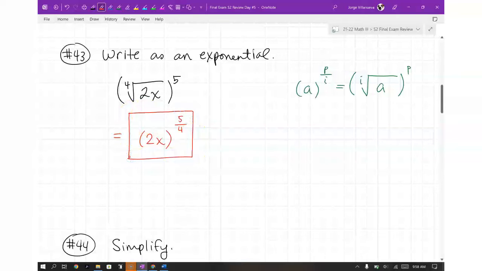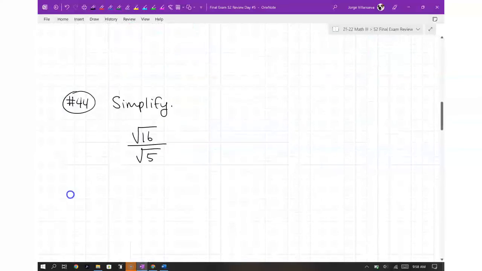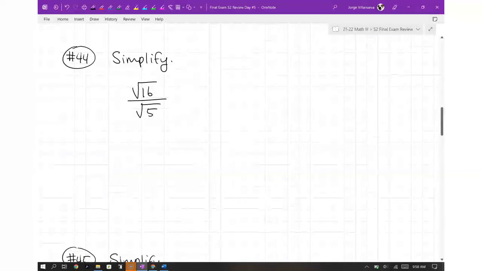Okay, so we're just rewriting radicals. That's all we're doing. Okay, and again, these are all questions from your test, just obviously a little changed, but you will see them like that. All right, this one. Simplify. So it looks like all these questions are kind of easy, I hope.